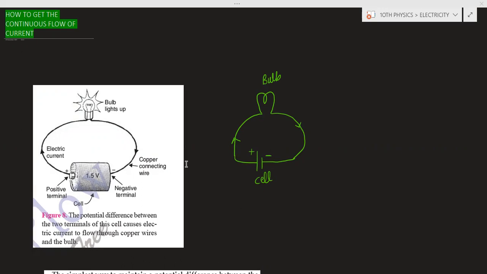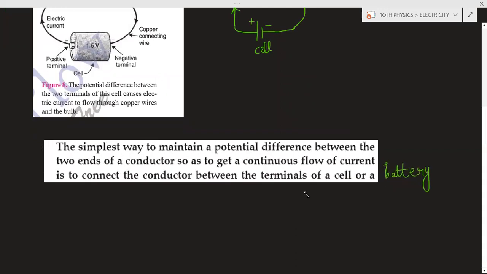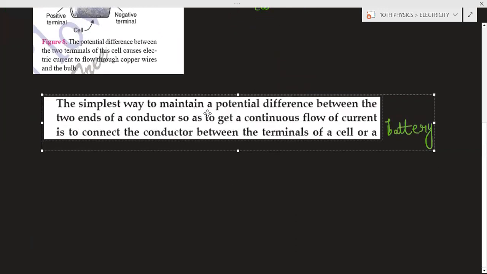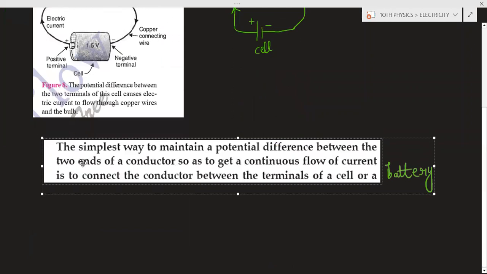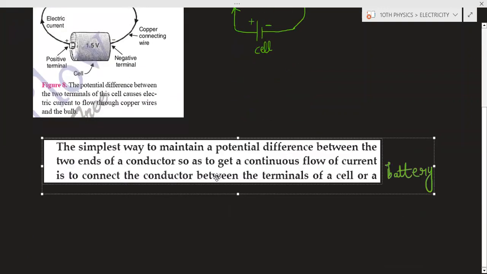Yes, sir. Done. Okay, so you can draw this figure like this, and after that you should write this statement. The simplest way to maintain a potential difference between two ends of the conductor so as to get a continuous flow of current is to connect the conductor between terminals of a cell or battery. So write down this statement also.